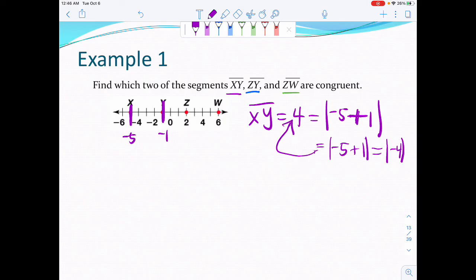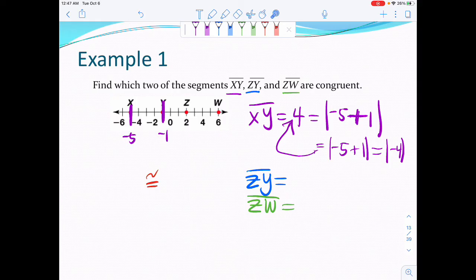Struggling there, sorry guys. So now, at this time, if you can press pause, I do need you to find ZY. I need you to find also ZW. And once you find those last two things, I then want you to give me a congruence statement. So saying that these two segments are congruent to each other, which two are going to be congruent to each other? So press pause.